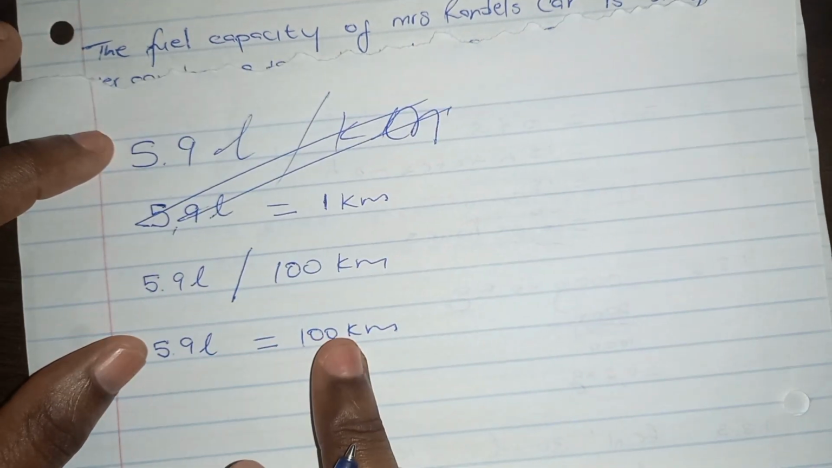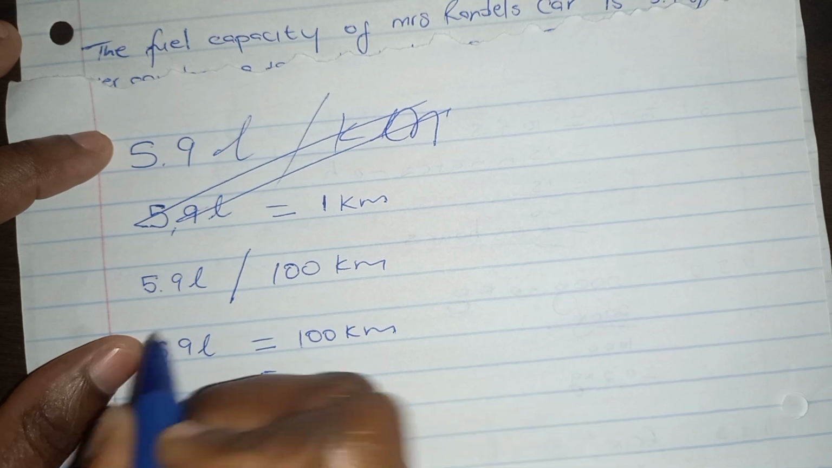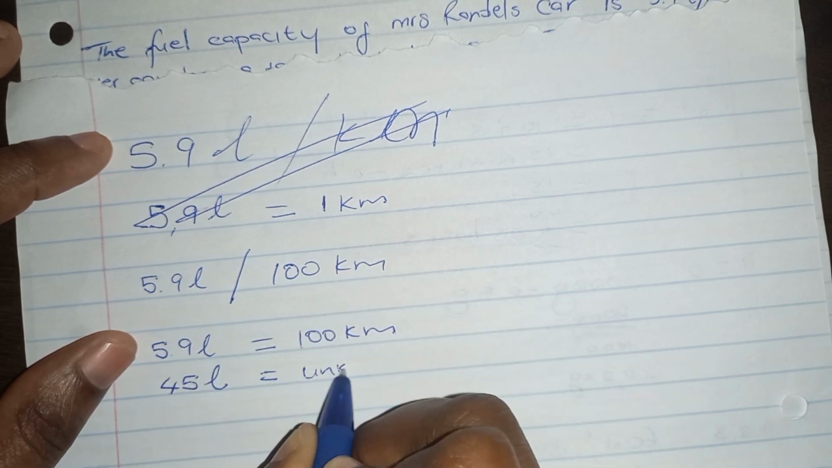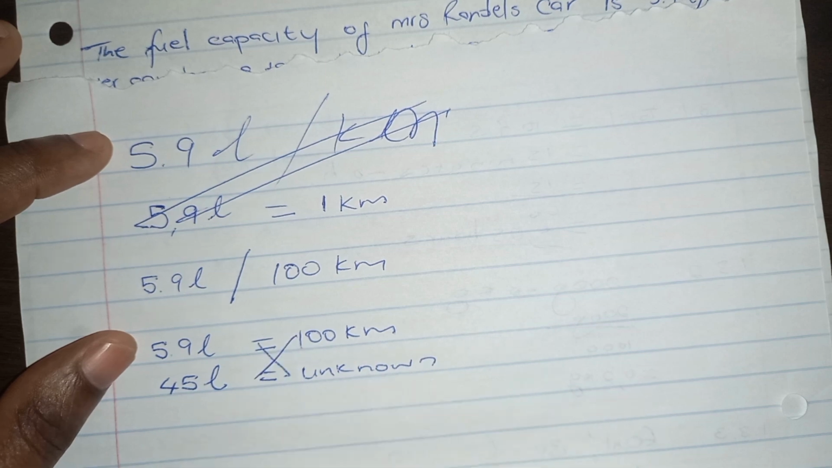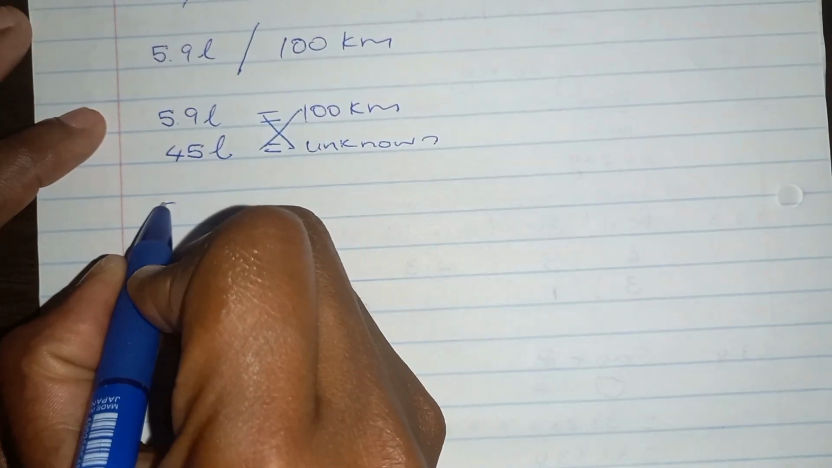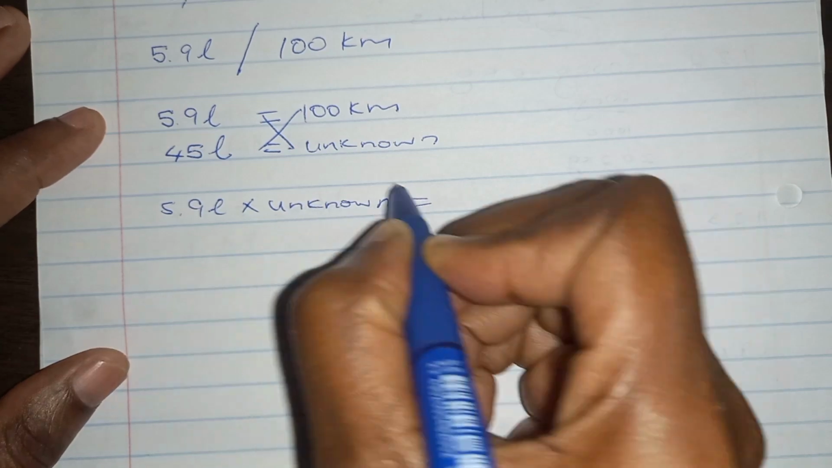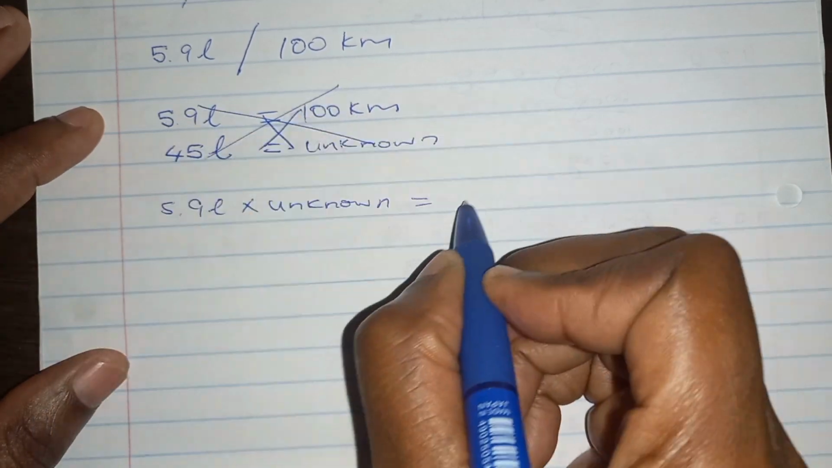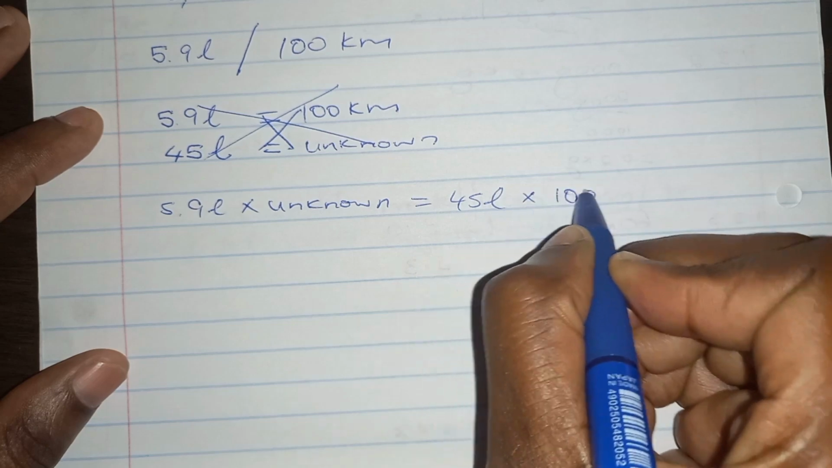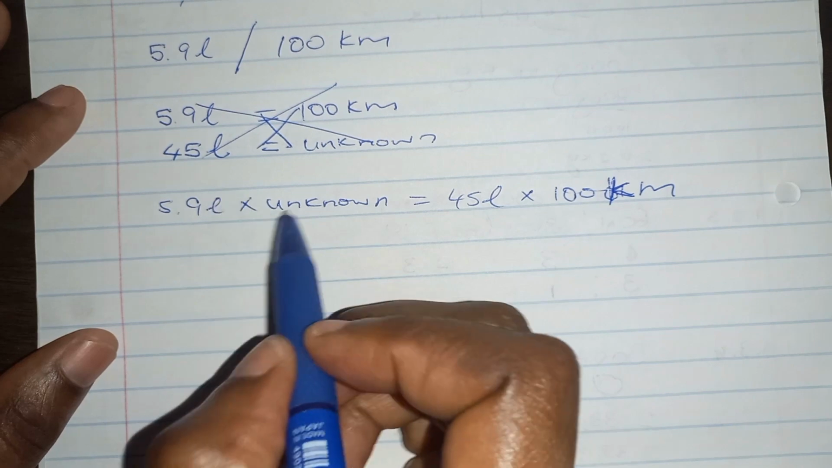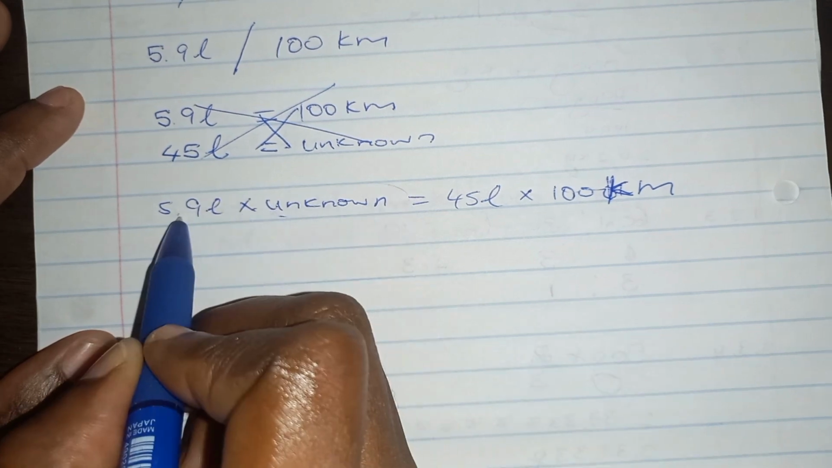Now we have this: 5.9 liters will take her 100 kilometers. Now I'm saying, what if she has 45 liters instead? And the distance that she will travel, I do not know, but I will cross multiply and get it. 5.9 liters multiplied by unknown is equal to 45 liters multiplied by 100 kilometers, right?